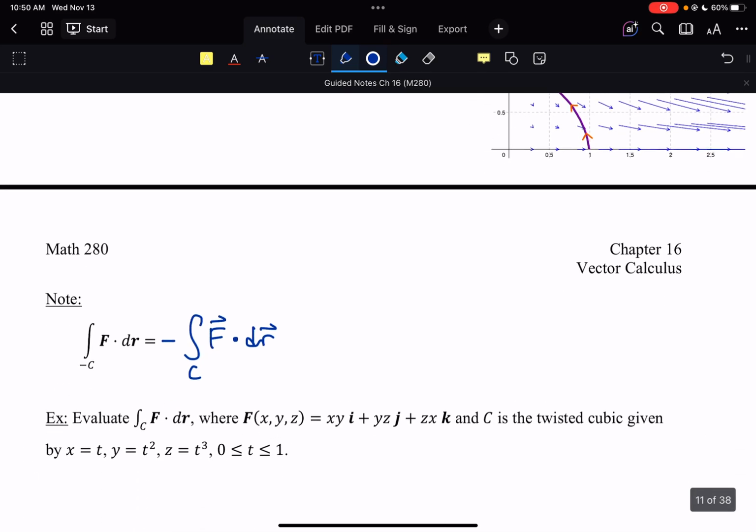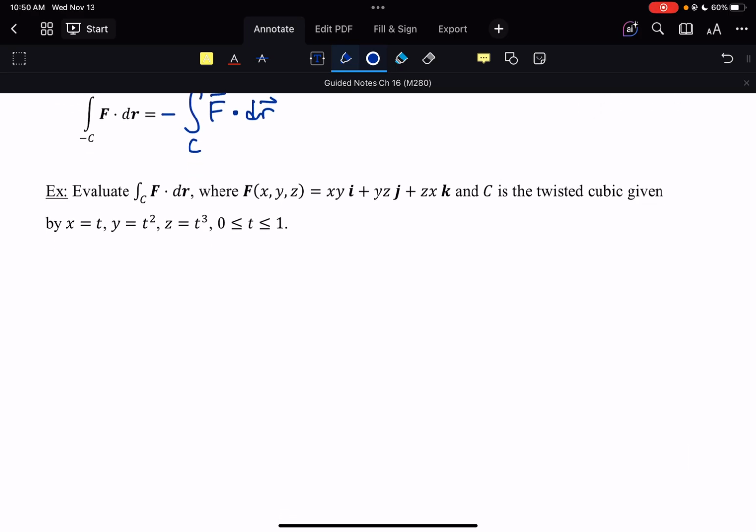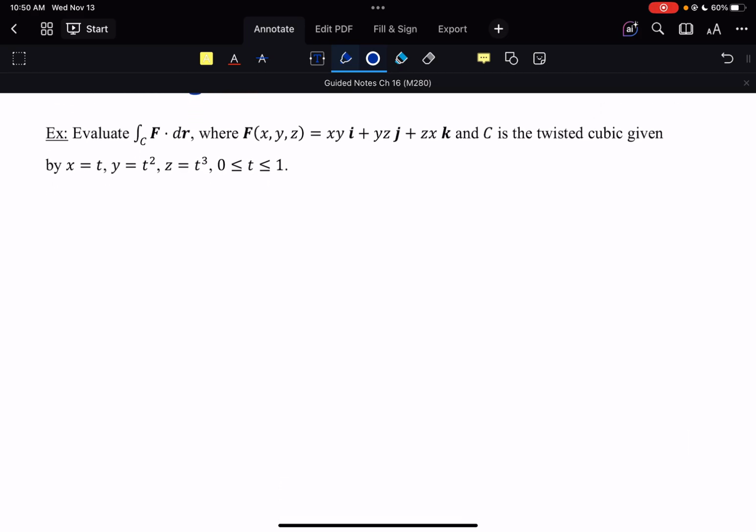So let's take a look at another example. Evaluate the line integral over C of F dot dr, where the vector field in question is xy i plus yz j plus zx k, and C is the twisted cubic given by x equals t, y equals t squared, z equals t cubed, from 0 to 1. We've worked with the twisted cubic a little bit before, way back at the beginning of the semester. But we just need to assemble the pieces that we need in order to calculate the line integral.